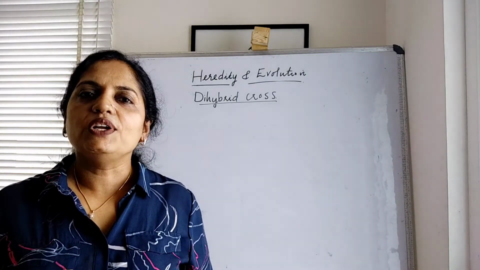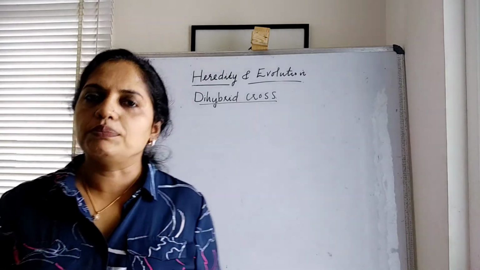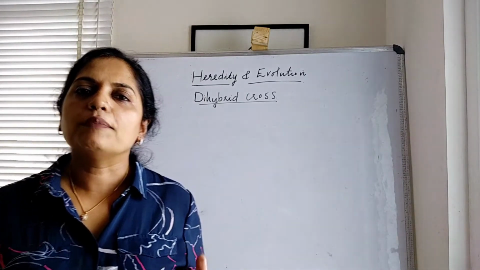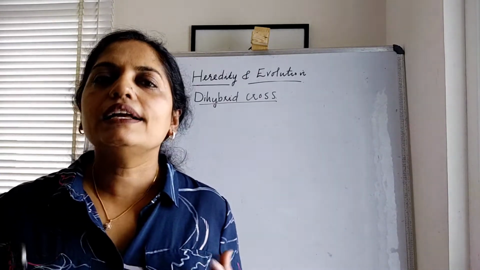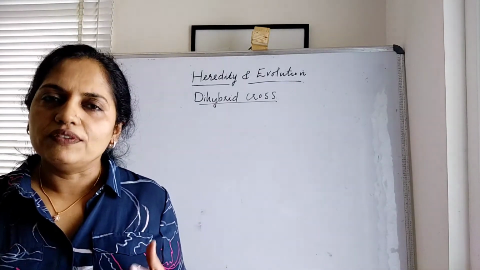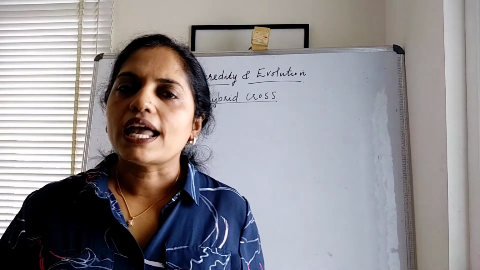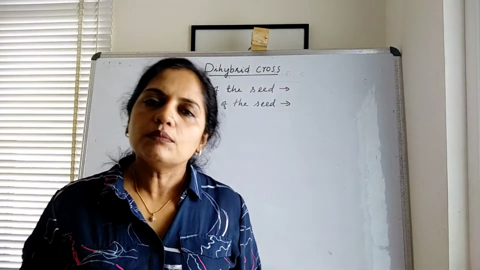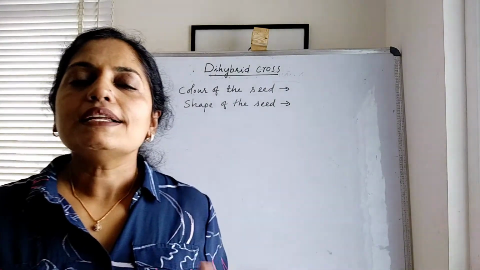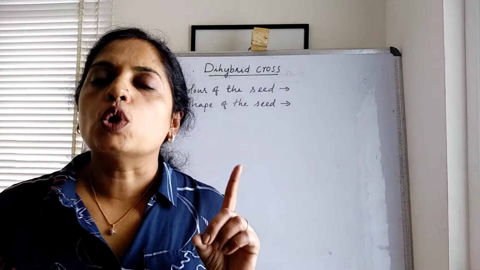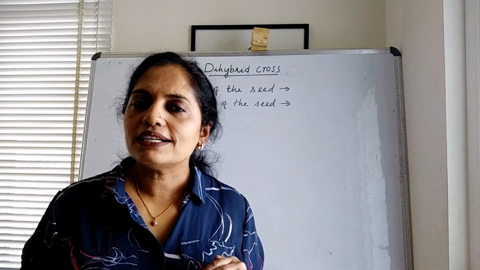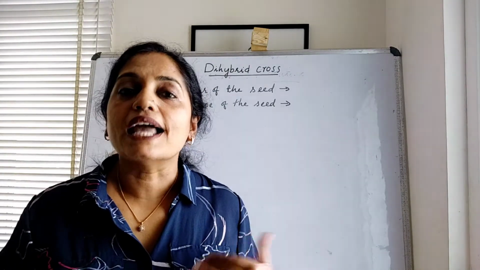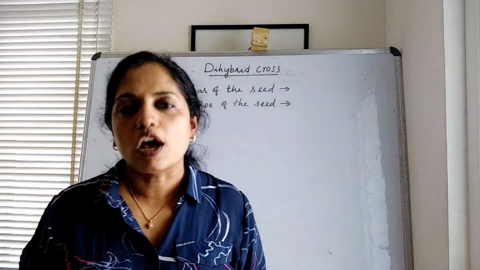In the previous video, we saw what is monohybrid cross and first law of inheritance. Monohybrid cross conducted by Gregor Mendel. In this video, we will see dihybrid cross and his second law of inheritance. In the monohybrid cross, Mendel selected a pair of contrasting traits. Which was that? Dominant trait was tallness and recessive trait was dwarfness.